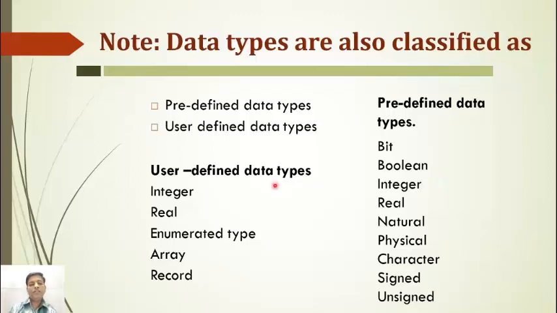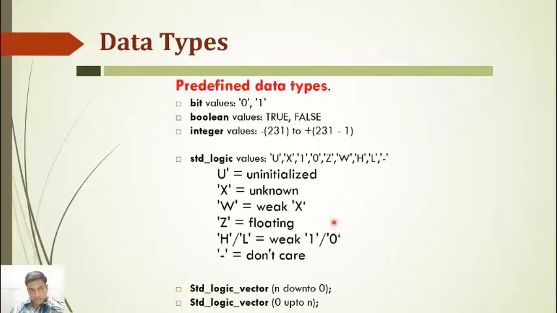Integer and real are present on both sides, either user defined or predefined data types. Predefined data types: bit values may be either 0 or 1, logic 0, logic 1. Boolean values, whether true or false. Third, integer values, which are defined from minus 2 to the 31 to plus 2 to the 31 minus 1.